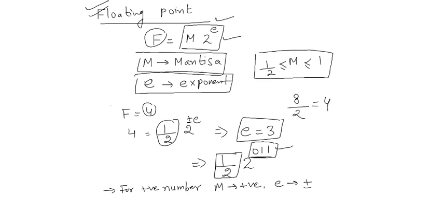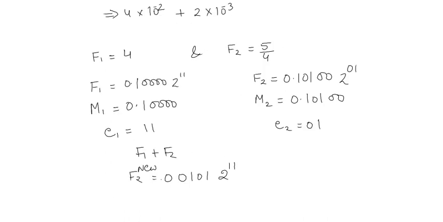Now, when the given number is positive, your Mantissa will always be positive, because it can take only values in the range of 1 by 2 to 1. However, this exponent can be positive or negative. Okay, this we will study with one example.